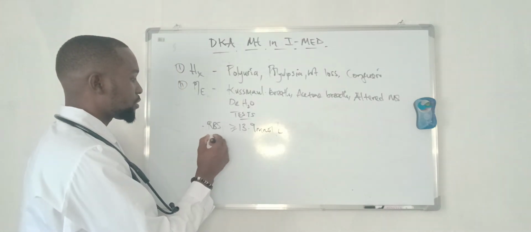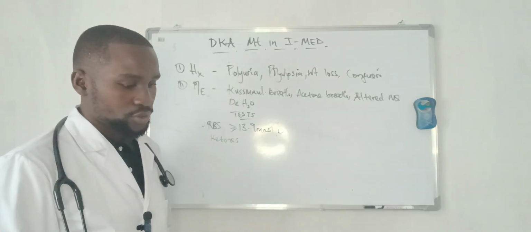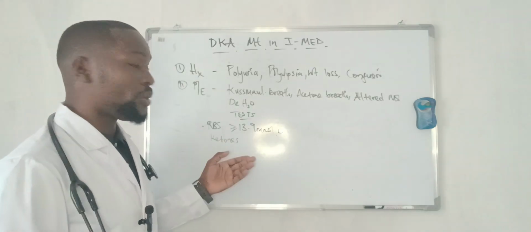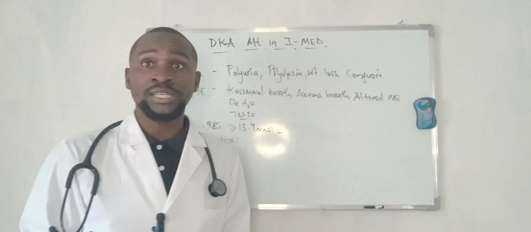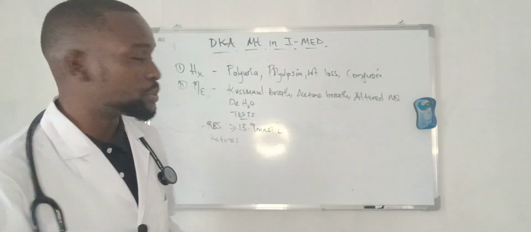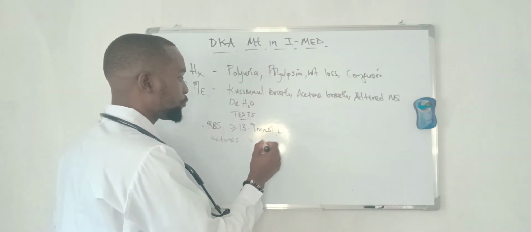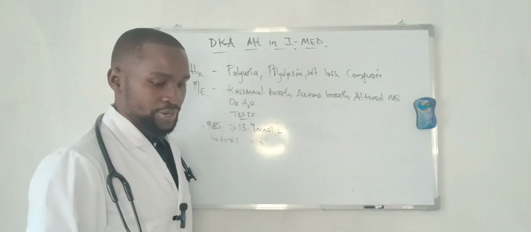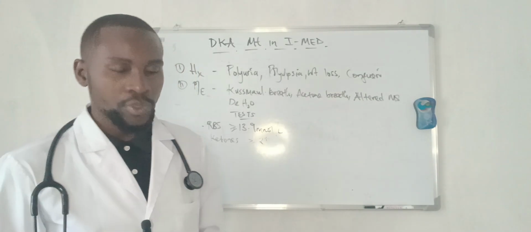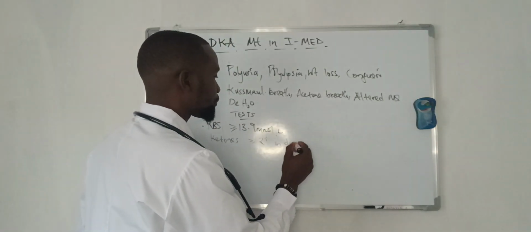Then you check your ketones. What we do here in our setup especially is check ketones through urine. So you do your dipstick, and when you do your dipstick for ketonuria, you find that you have greater than or equal to 2+ ketones on dipstick.